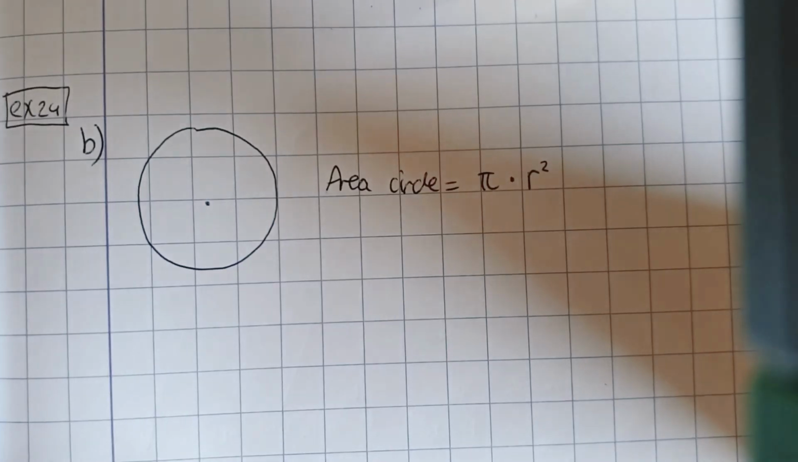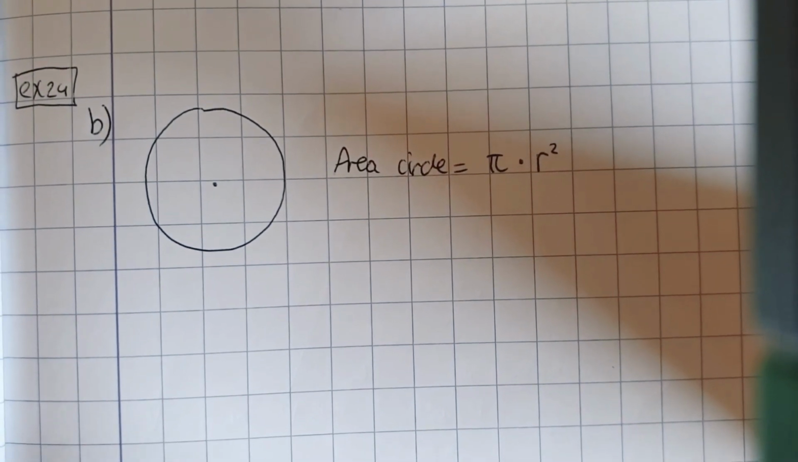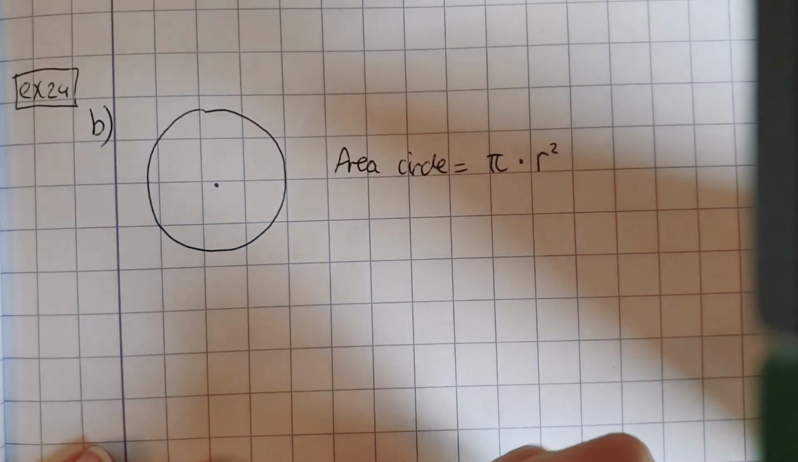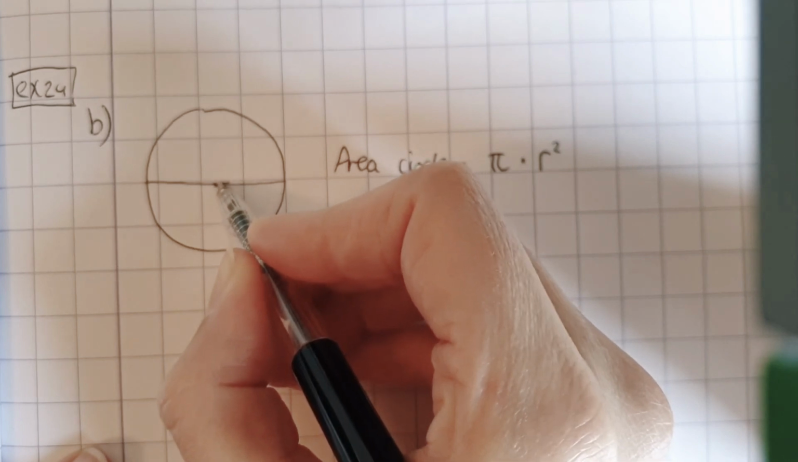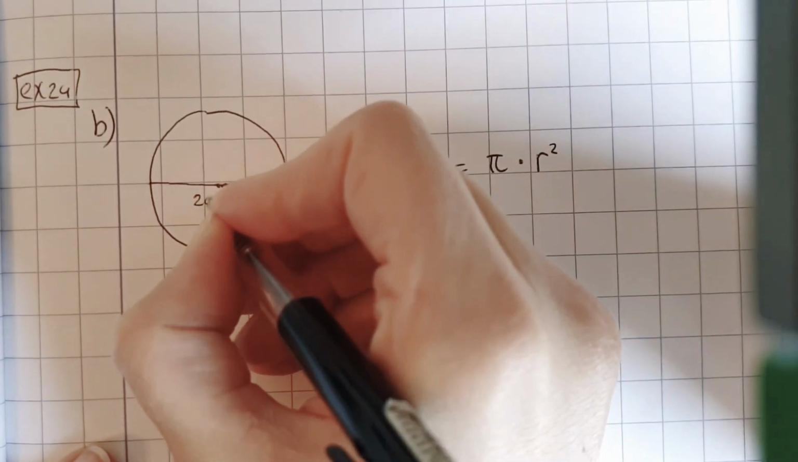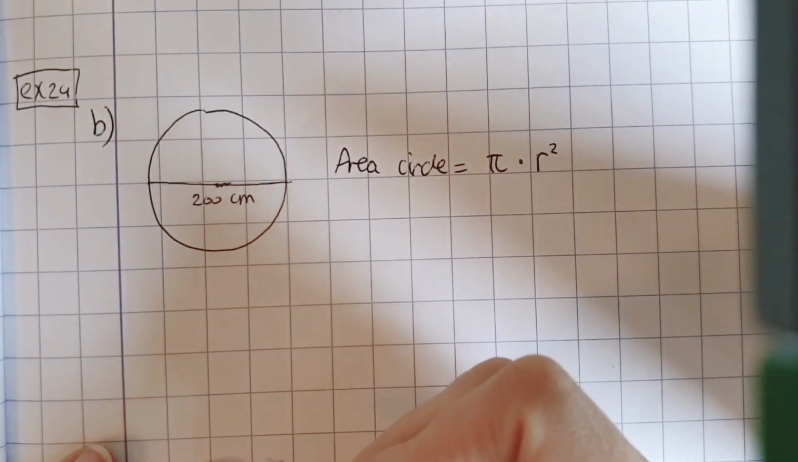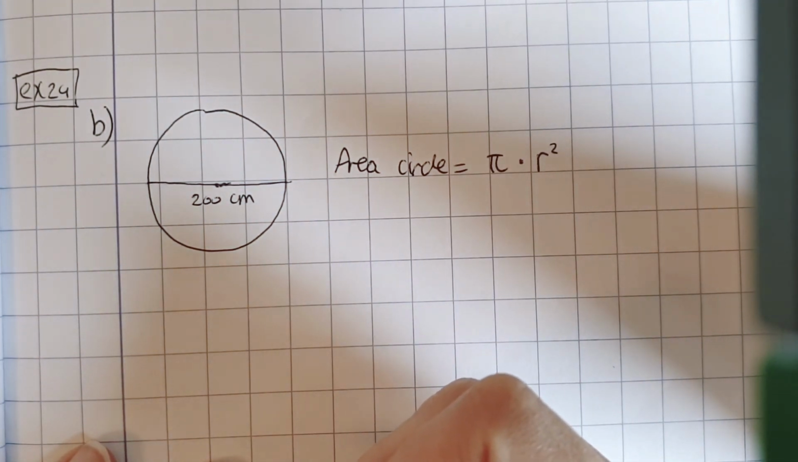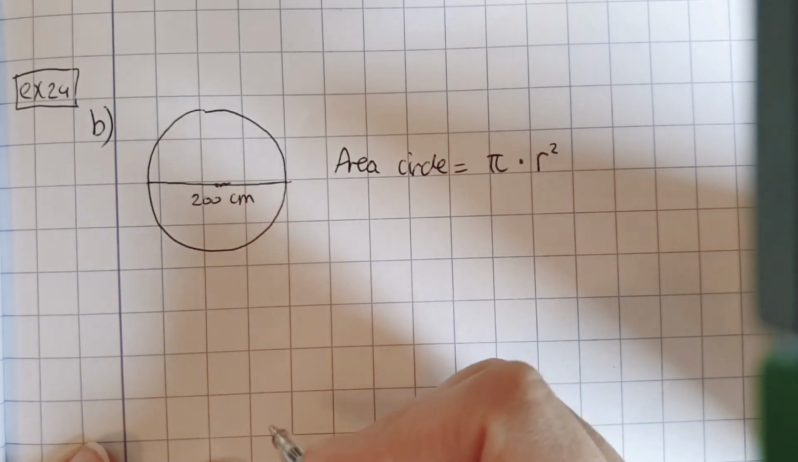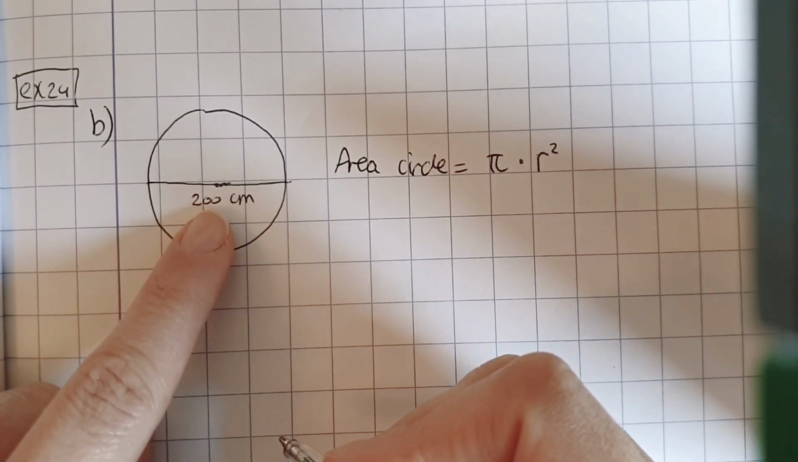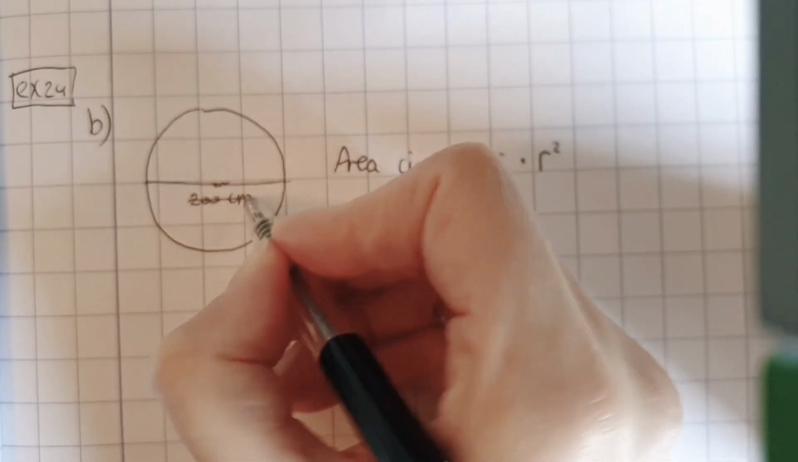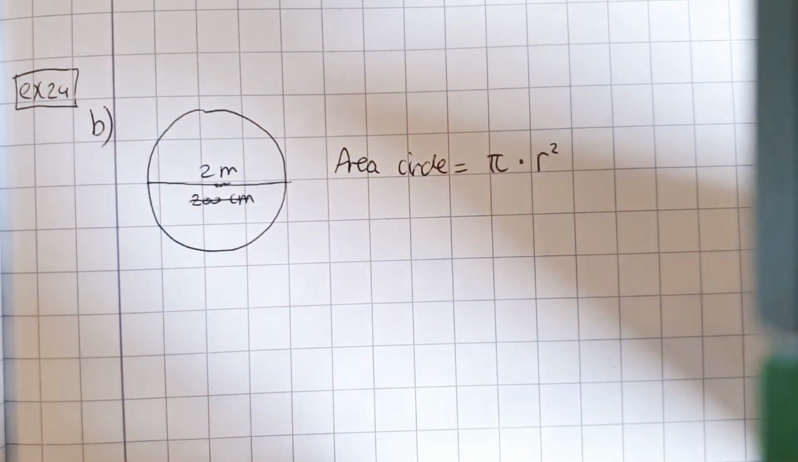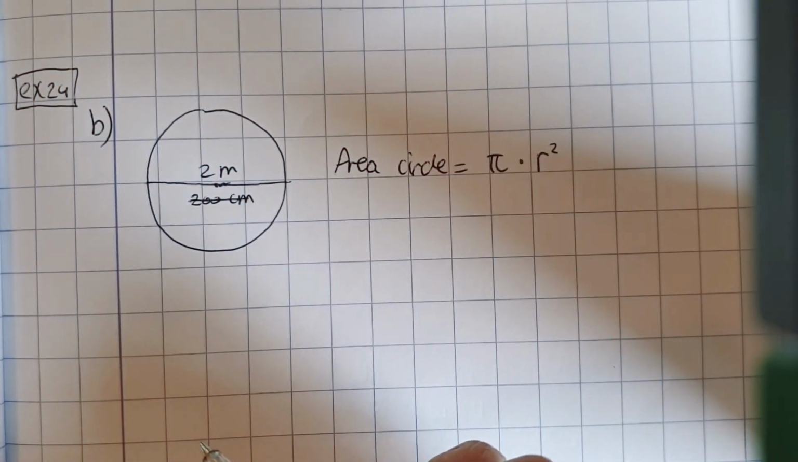That's it. In exercise B, it says, what is the area of a circular pond in squared meters when the diameter is 200 centimeters? Now a diameter is this whole length. So that's a radius plus the radius. So the diameter is 200 centimeters. And again, I have to give the answer in squared meters. Now, I'm gonna do a different approach here. I'm going to change this into meters first. So 200 centimeters is 2 meters. I'm going to use the 2 meters instead of the 200 centimeters. Now it's already changed into meters.